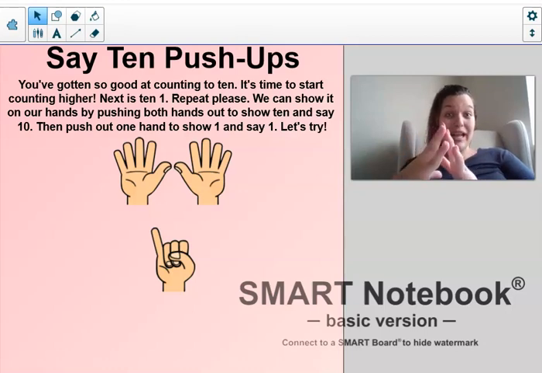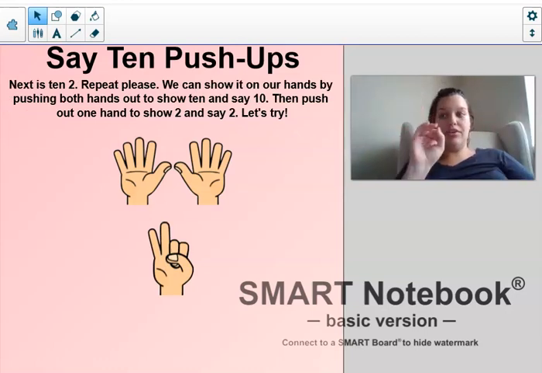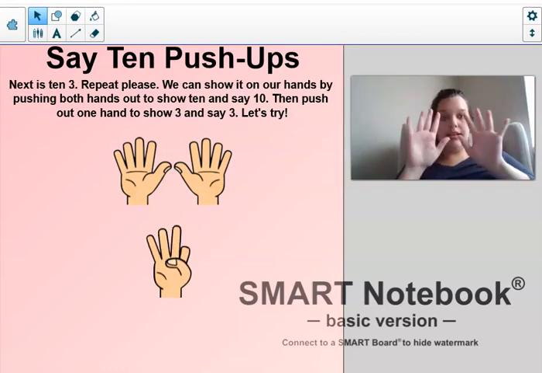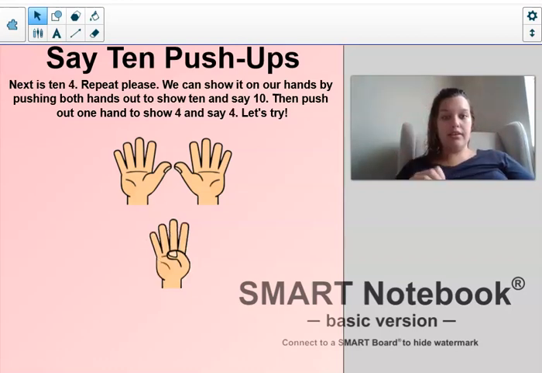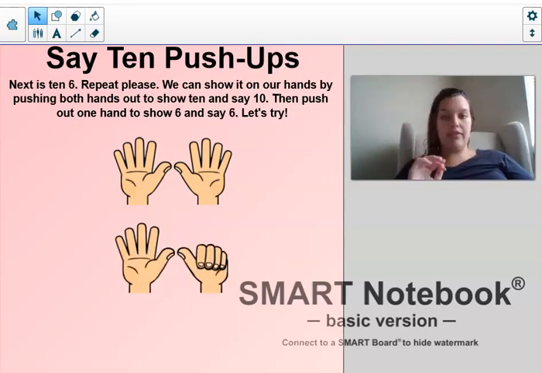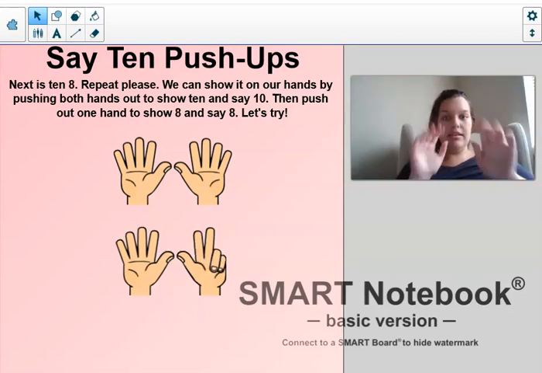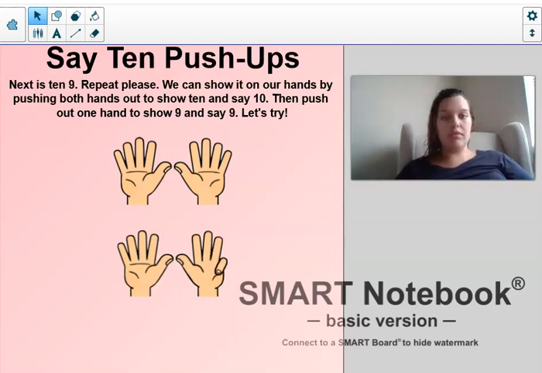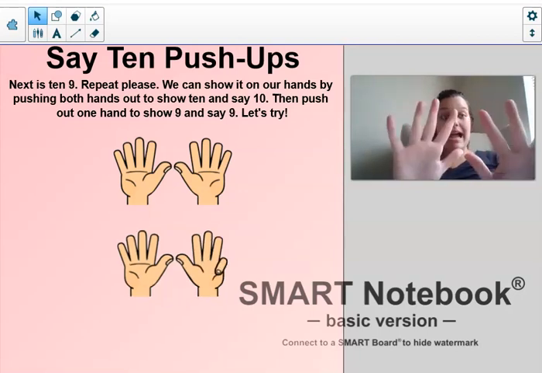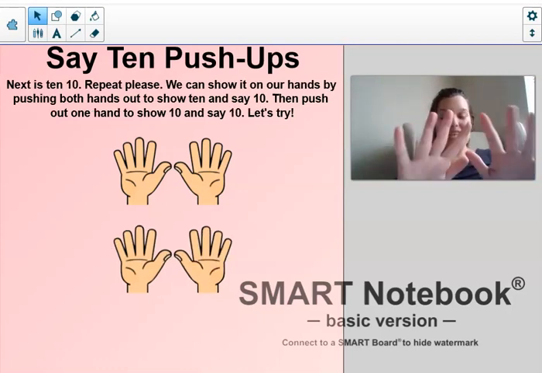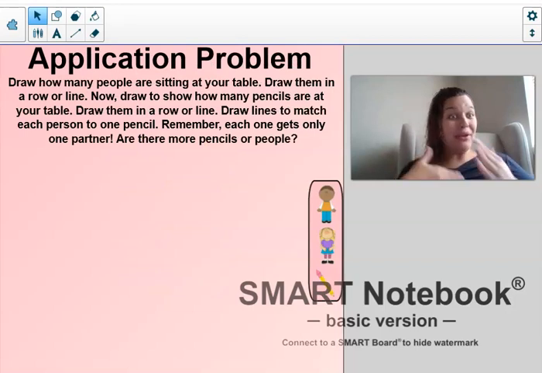We are going to keep counting higher than 10. So we're going to do our say 10 push-ups, and we're going to start with 10, 1, 10, 2, 10, 3, 10, 4, 10, 5, 10, 6, 10, 7, 10, 8, 10, 9, and 10, 10. Good job.